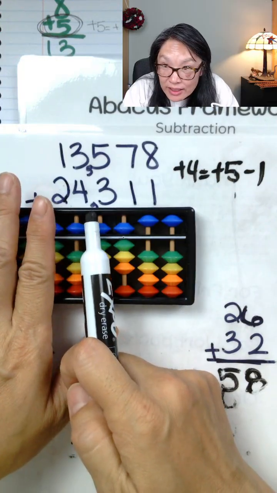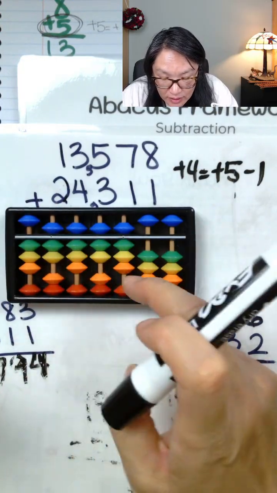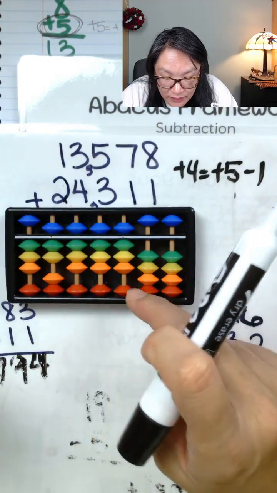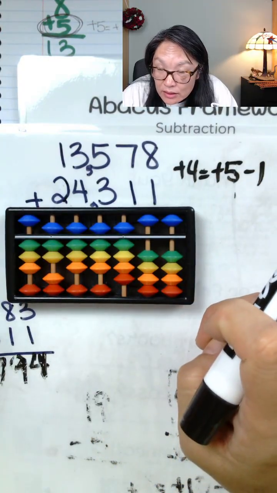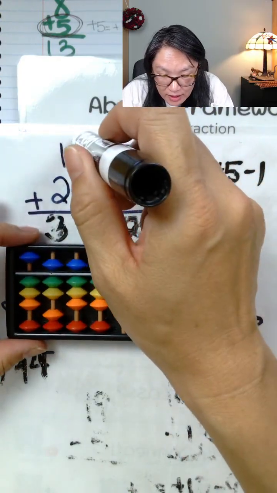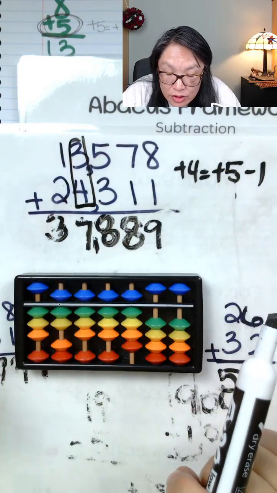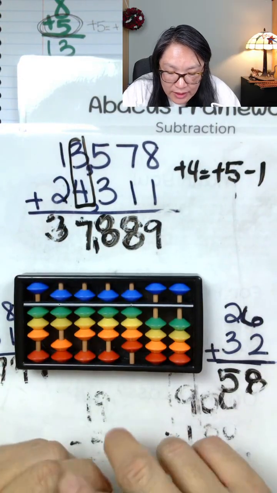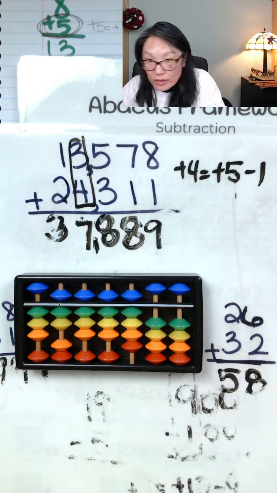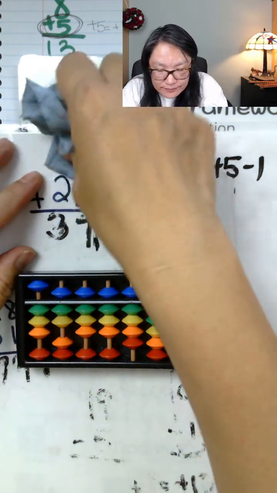Can we add the 3? Yes, we can add the 3. Can we add the 1? Yes, we add the 1. Can we add another 1? Yes, we can add another 1. What did I just do? This right here was our plus 5. So my final answer is 37,889. Do we want to do it again? We can do it again.